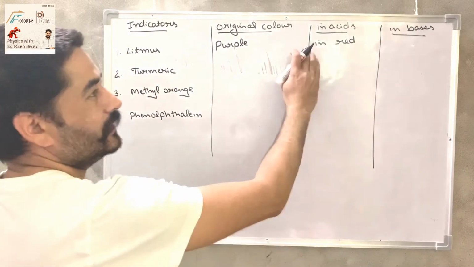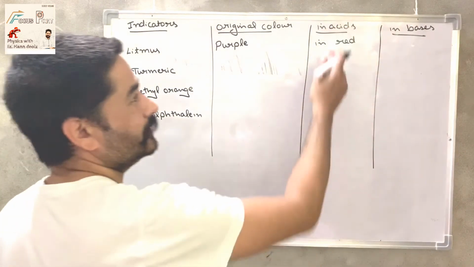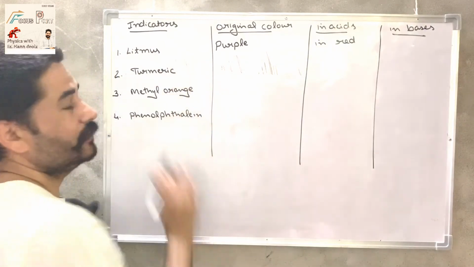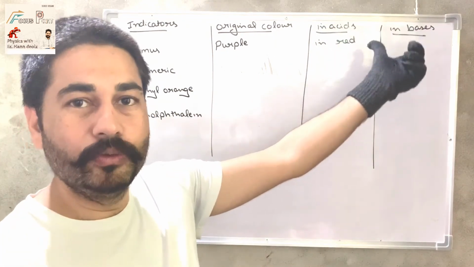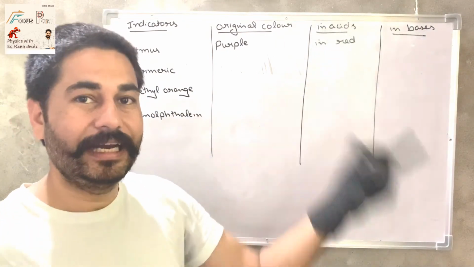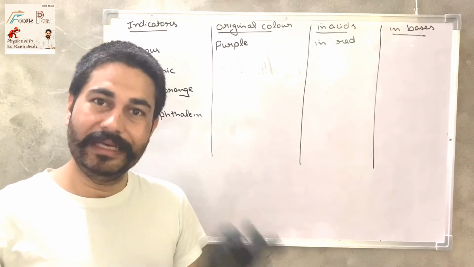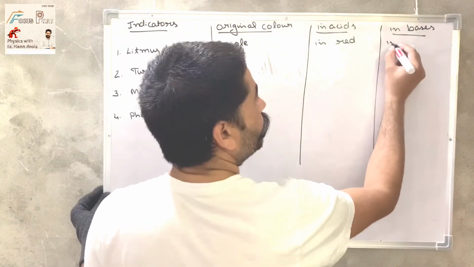Blue will turn into red, red will remain red, and purple will also change into red in the presence of acid. And in the presence of bases, litmus will change its color into blue. The final color will be blue. If there is a red litmus, it will change from red to blue. If there is a blue litmus, it will remain blue. If purple, then it again turns into blue.